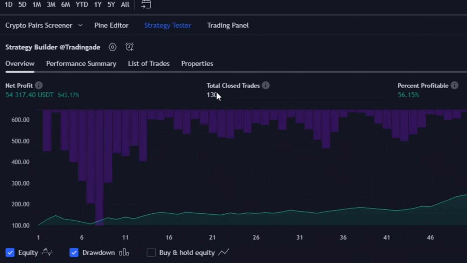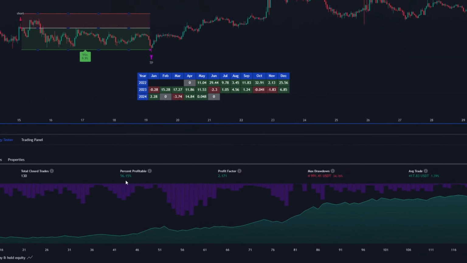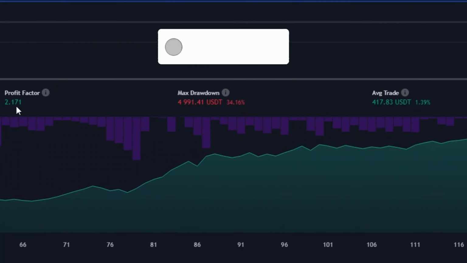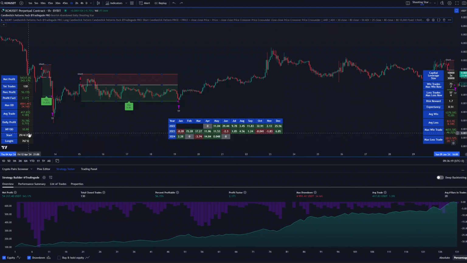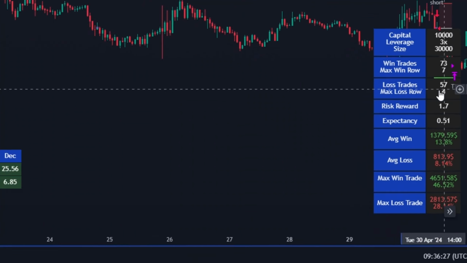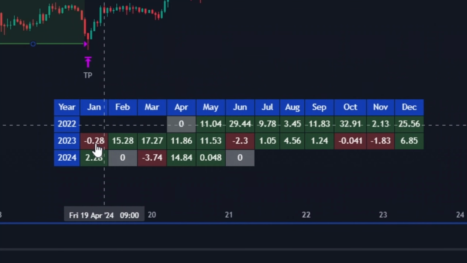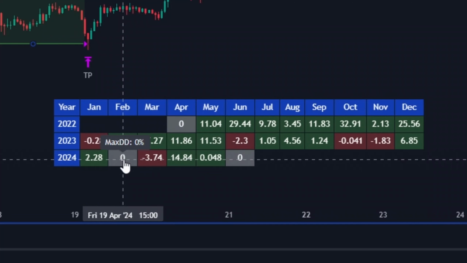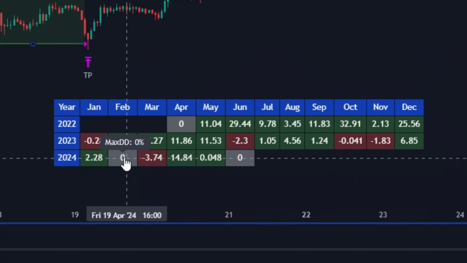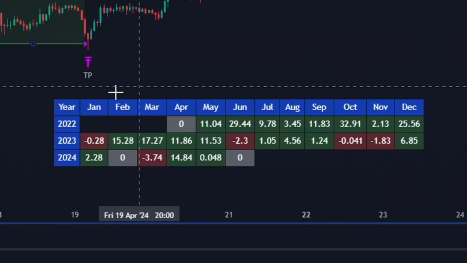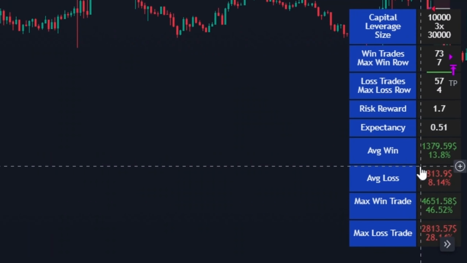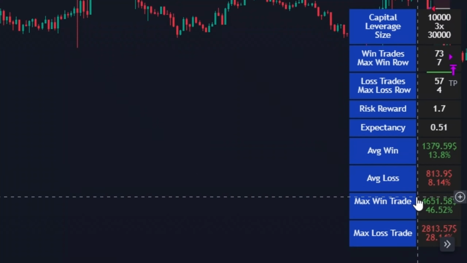543% net profit, 130 total closed trades, 56% win rate, 2.17 profit factor, 34% max drawdown, and 1.39% average trade. Net profit / drawdown 10.88, which is absolutely high, max win row 7 and max loss row 4. Monthly table is absolutely good. We have 3 months where the trading strategy has generated 0 profit, and basically there weren't any trades. We have only 5 losing months, but the others are absolutely profitable. Average win 13.8% and average loss 8.40%.